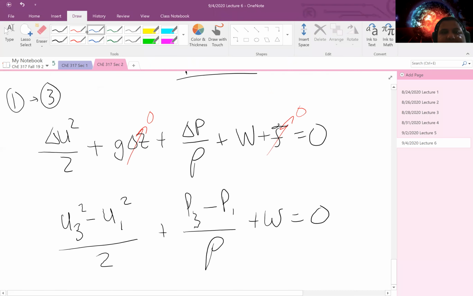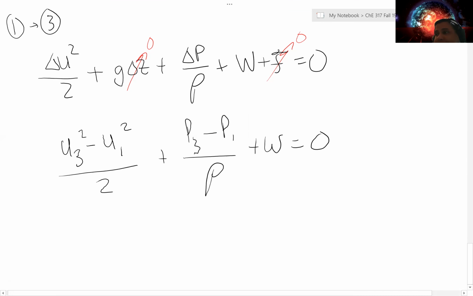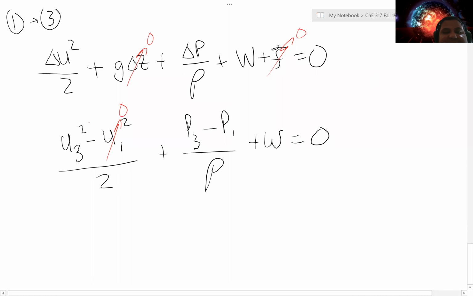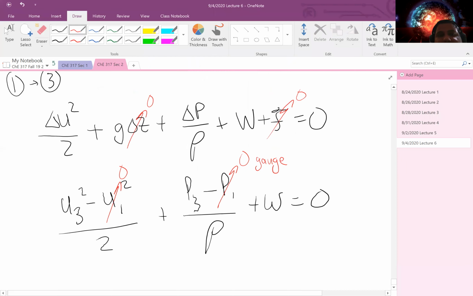And then this time, looking at the system, I'm going to say my velocity at the top of the tank is 0 also. And I'm also going to say, since I assumed that my tanks were open to the atmosphere, P1 will have a value in terms of pressure, but if I look at things in terms of gauge, I can say it's 0 gauge. And by doing that, I can simplify my equation even further.